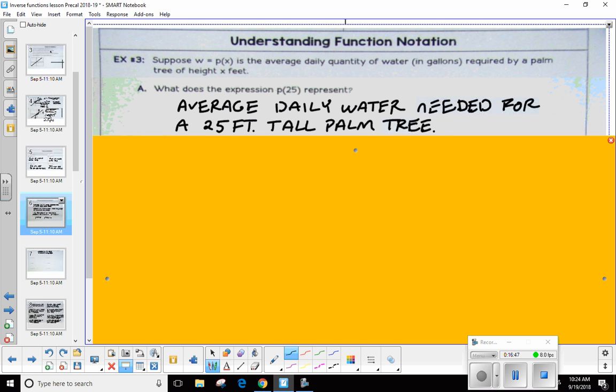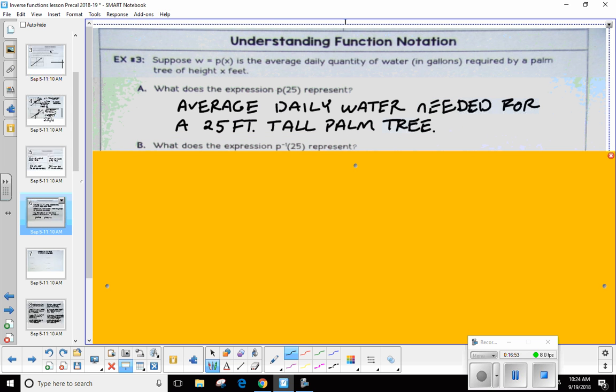Now, you can already see it on your paper. We're now going to reverse this idea. We're taking the inverse. So remember, P of X is the number of gallons that the tree is going to need. So what would P inverse represent? The water required. Because again, go back to the original function. P of 25, that 25 represents the height of the tree, right? But when we're taking the inverse, what would the 25 represent? The number of gallons of water. So you would have 25 gallons of water needed for this tree.